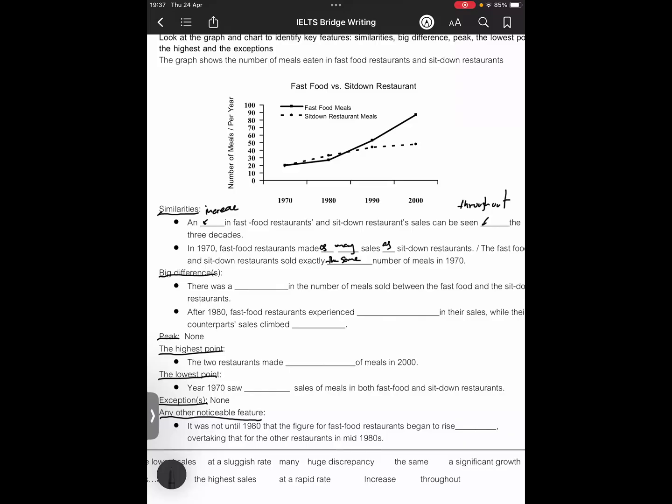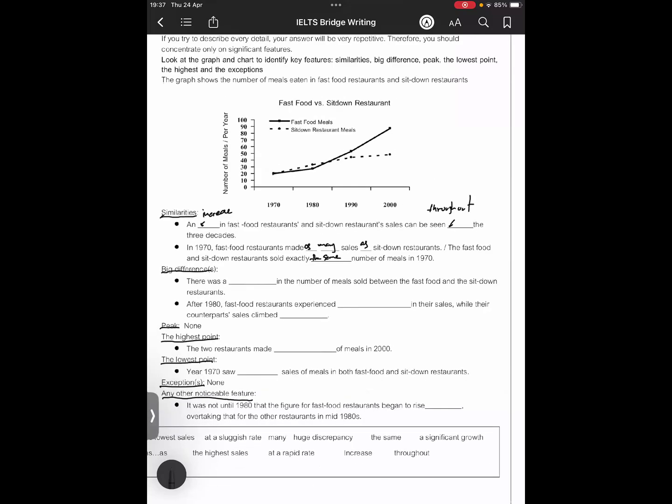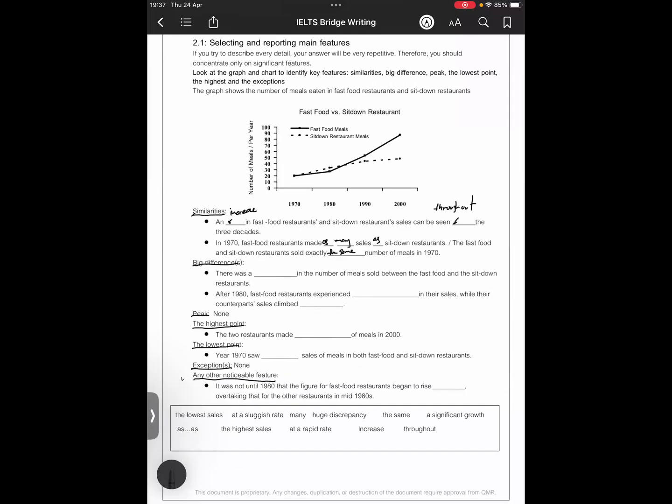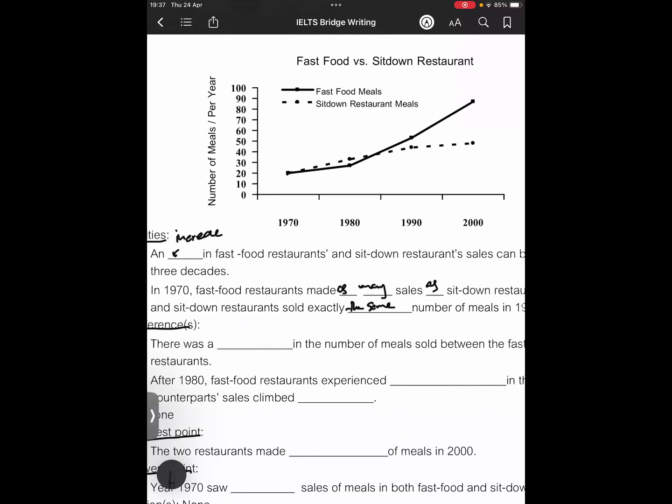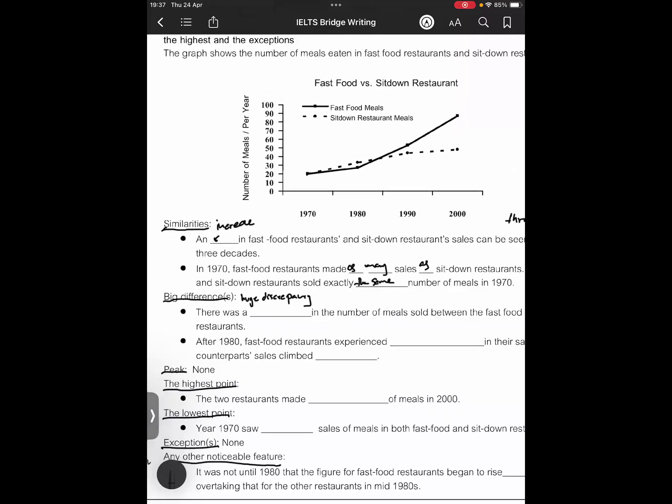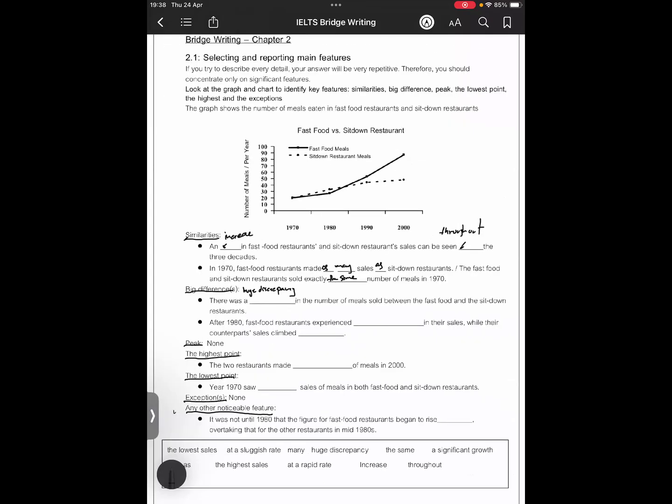Moving on to the big difference. So there was a something in the number of fast food meals between fast food and sit-down restaurant. For the big difference, we are looking at the year 2000. So in 2000, that was a big difference. So the word is huge discrepancy. That's a huge discrepancy in the number of meals sold between fast food and sit-down restaurants.